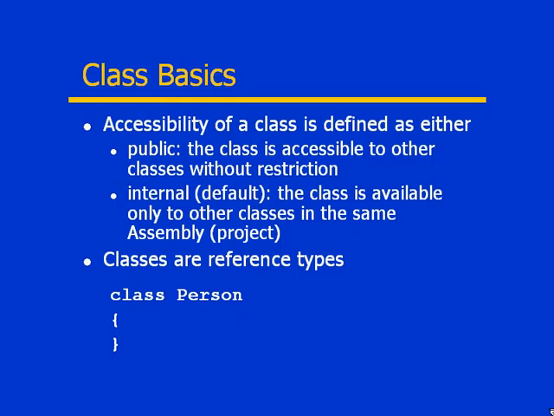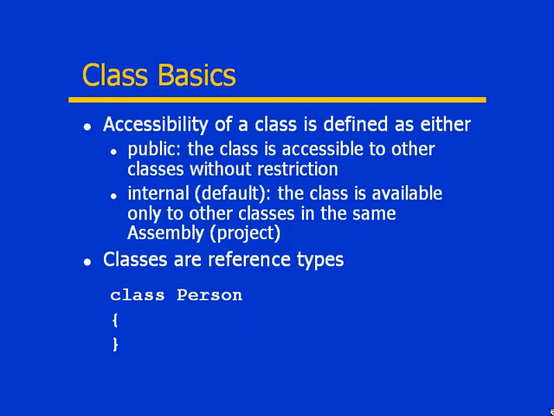Basically, think of this as a project. Remember, we said that an assembly was pretty much the binary that we use to distribute our C# applications. So if you have classes that are in the same project, then those would be accessible if they're internal. But if they're in another project, then they would not be accessible. That's basically the definition of internal accessibility. Now, internal accessibility is the default. So if you create a class without specifying public or internal, the assumption is that it will have internal accessibility.